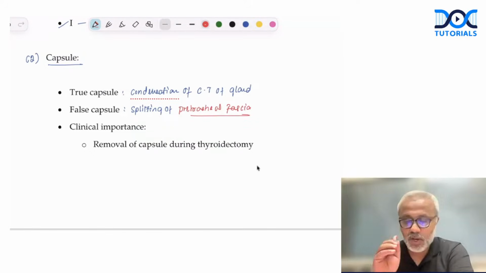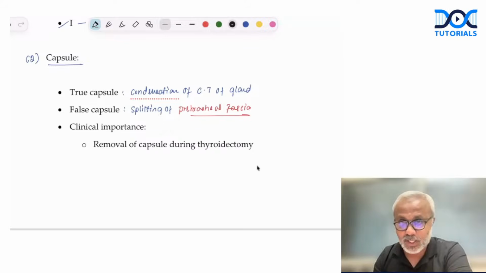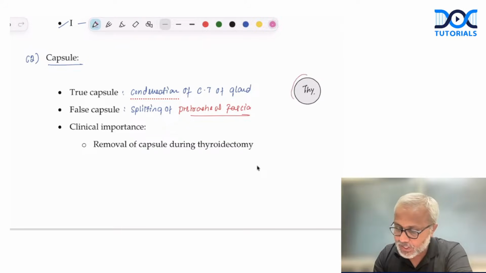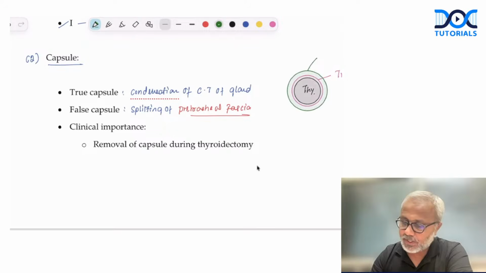Now, let's try to draw a simple diagrammatic representation of the capsule. Let's imagine this is the outline of the thyroid gland, right? The thyroid gland is covered by, let's say, the first one, which is the true capsule. Let's imagine this is the true capsule, so we will label it as true capsule. Surrounding this, let's imagine there is a false capsule. Done. So let's label this as the false capsule.